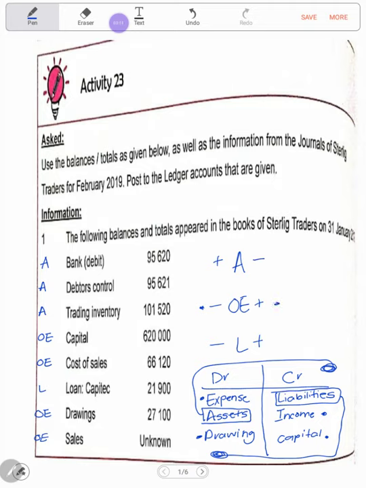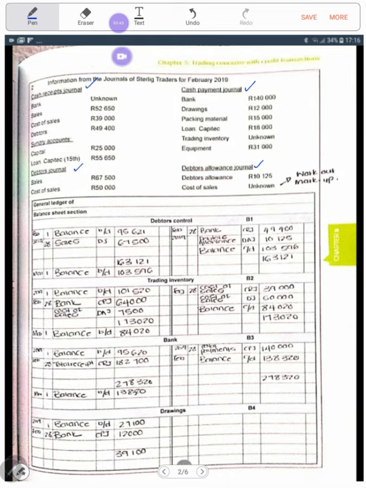Debtors journal is all about selling goods on credit. Cash payments journal is cash payments made by the business. Debtors allowances journal is when a debtor is not happy with the quality of the goods that we sold to them on credit and therefore they bring it back. Debtors control, as I said, is an asset account. Assets increase on the debit side and they decrease on your credit side.